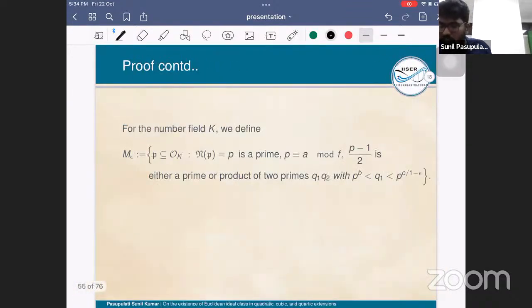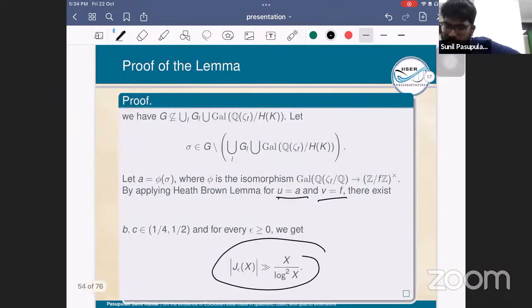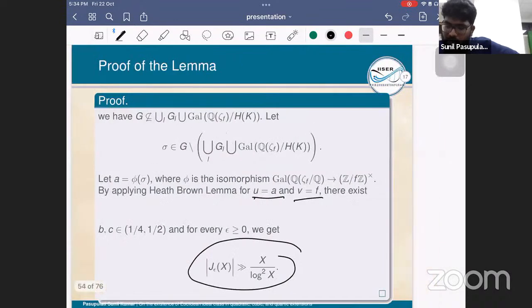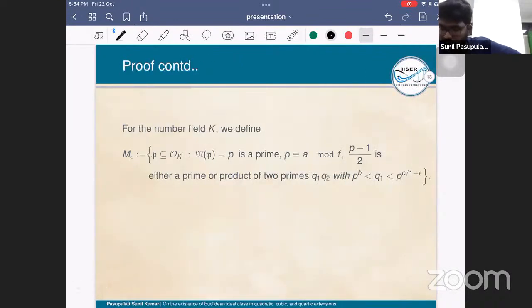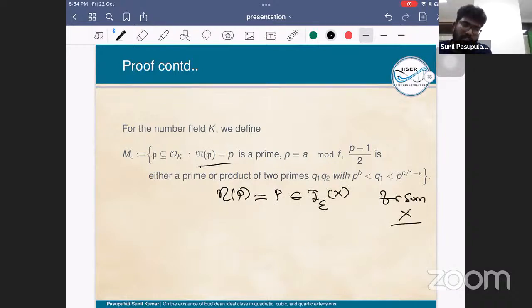Okay, so let's continue the proof. Till now, the J epsilon of x that I considered was completely about primes over Q. But now I want to look at the primes in K. So I construct a set M epsilon of primes of O_K such that the norm of P has degree 1. It is just a prime, and that prime belongs to J epsilon of x for some x. That is all that is written here.